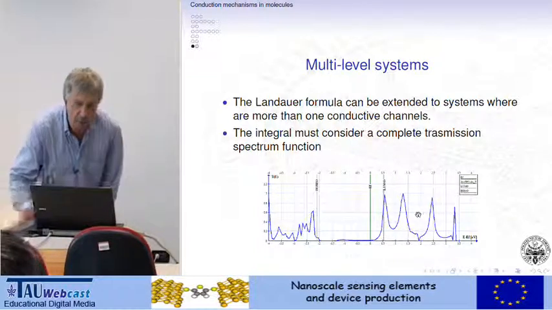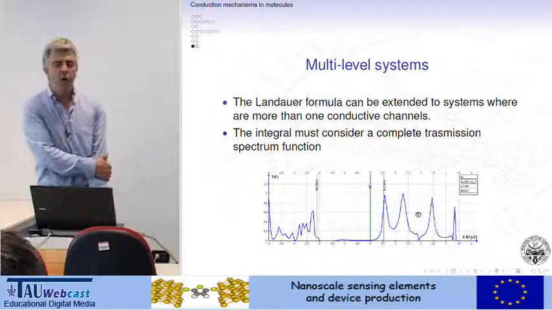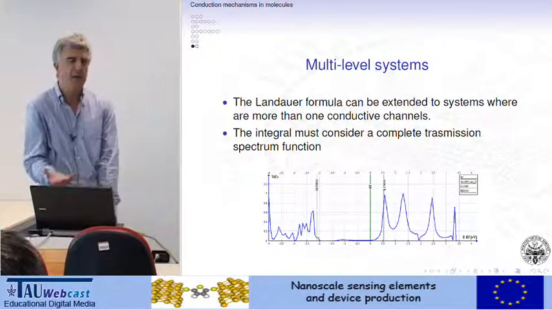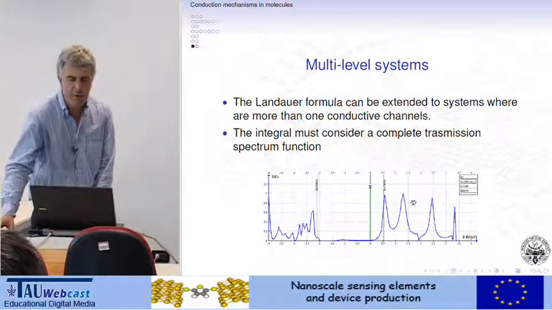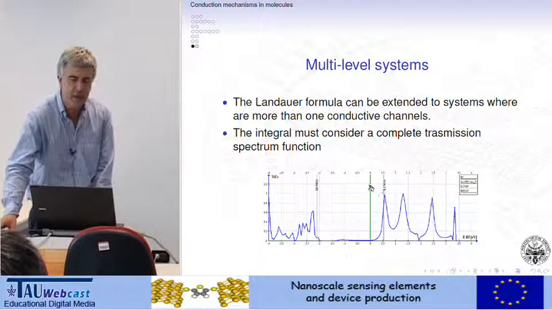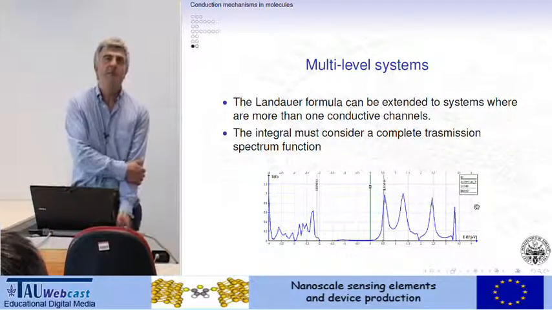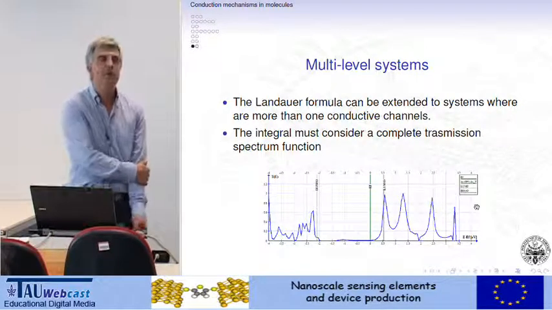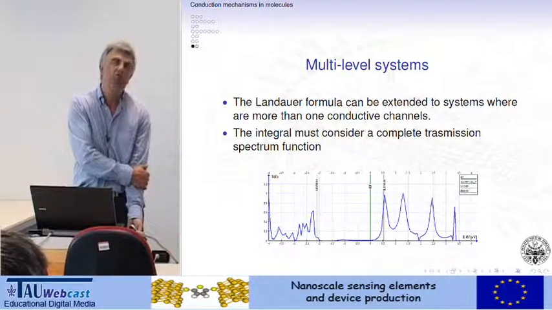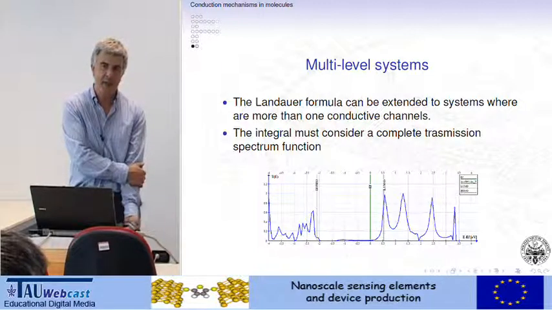So the Landauer formula can be extended also to this case, because in general it's quite easy to understand that if you have more than one molecular level, you have to consider the sum of the contributions of level 1, level 2, and so on. So the more levels you have, the more current you can transport from source to drain, depending on the position of the levels with respect to the Fermi level in the metal electrode.